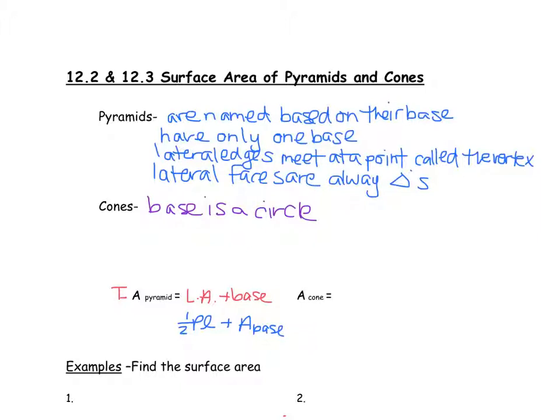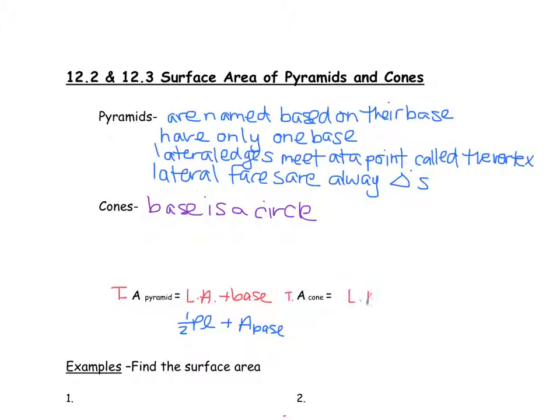Now the slant height is the height on the side of the shape, not directly down the middle from the vertex. That's the true height. We'll be using that with volume, but the slant height is the height of like the triangle lateral edge. I'll show you when we get to the pictures in a couple minutes.